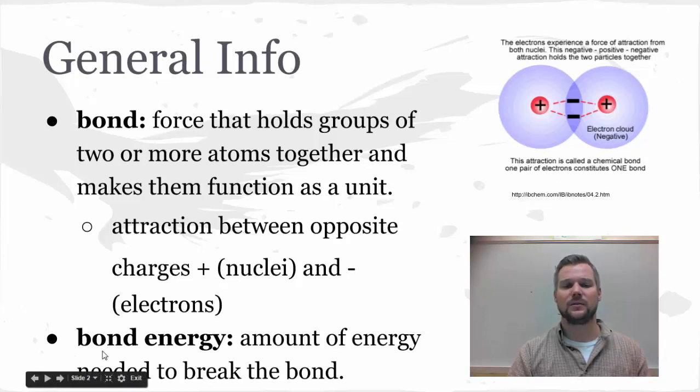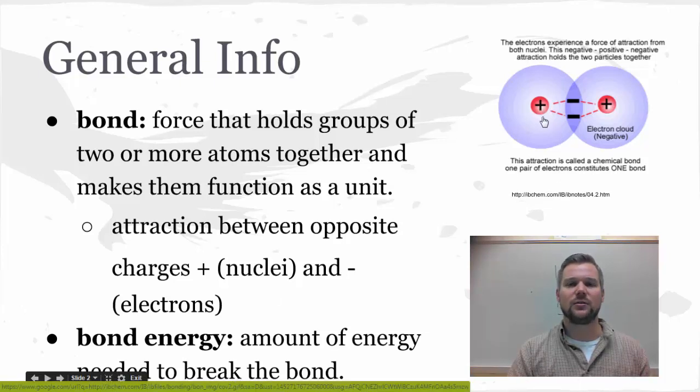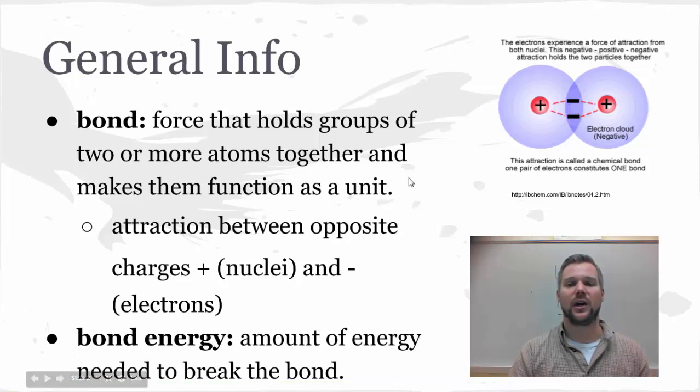We can measure the strength of these bonds by looking at the bond energy of that bond. Strong bonds have high bond energy and weak bonds have low bond energy, and that's the amount of energy needed to break that bond. Here we can see a graphic of positively charged nuclei being attracted to those negatively charged electrons, and since both of these atoms have those positive charges attracted to the negatives, they act as a group in a bond.